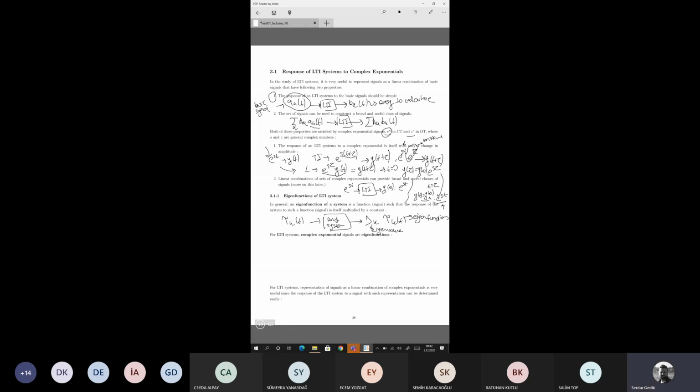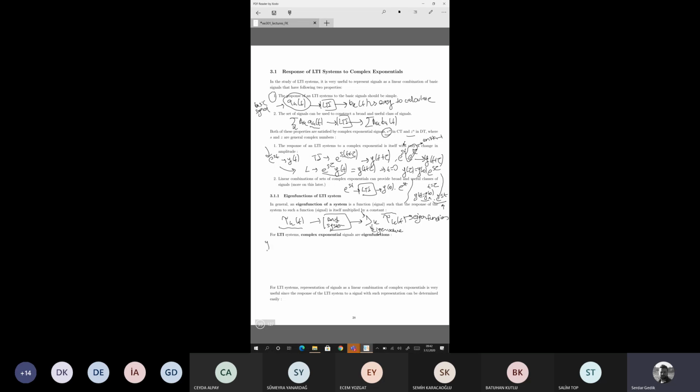So what does it tell you? If psi k of t is an eigenfunction of a system, the output is this eigenfunction multiplied by a scalar, and the scalar is nothing but its eigenvalue. So what about our LTI systems? For LTI systems, complex exponential signals are eigenfunctions.